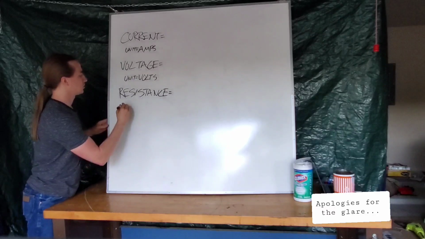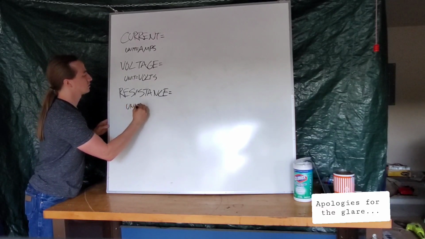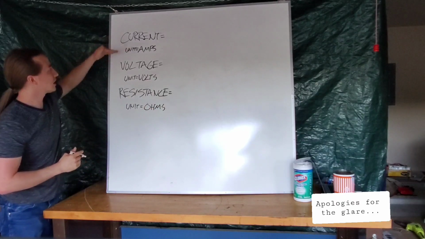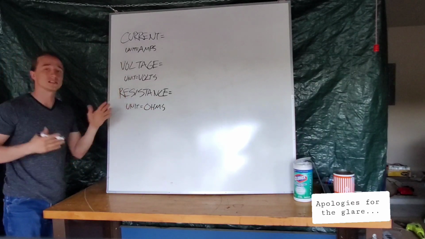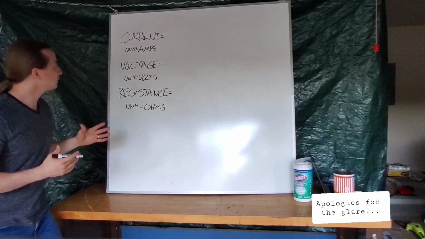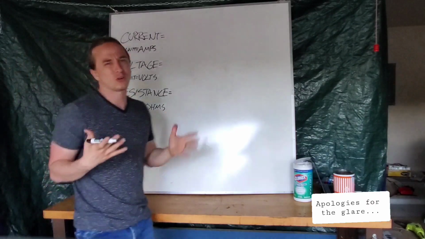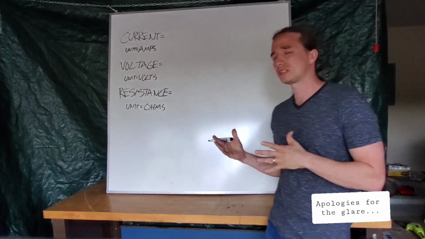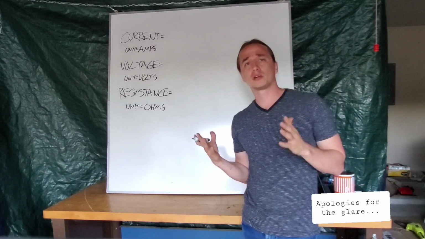So our unit for resistance is going to be ohms. O-H-M-S. So current is amps, voltage is volts, resistance is ohms. Guys, the example I used was electricity is very much like a river. It's like a flowing river.